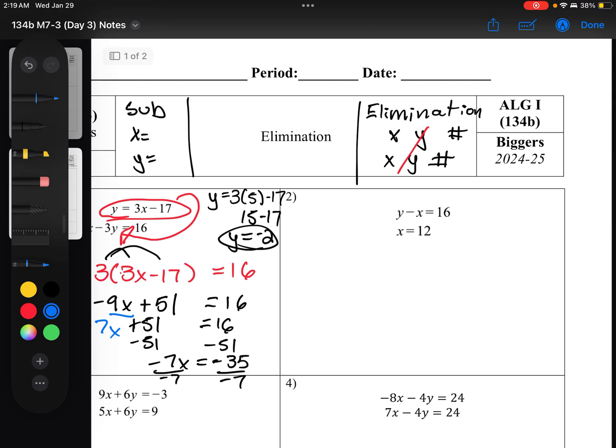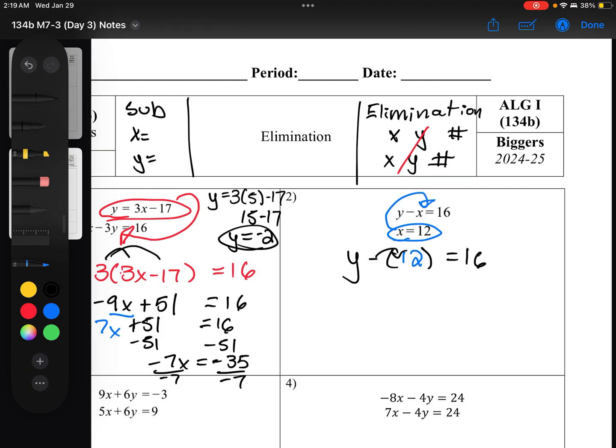Number 2, I want you to pause the video, see if you can try it. I'm going to go ahead and do it now. So I have x equals 12. I'm going to substitute it into the top because I know x is already solved for. On the top, it's going to become y minus, in parentheses, I'm putting in my 12, equals 16. This is an easy peasy one.